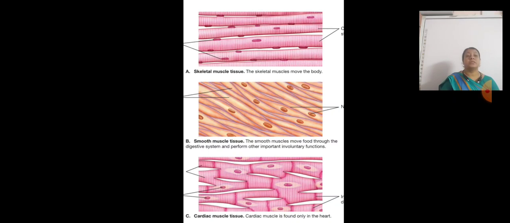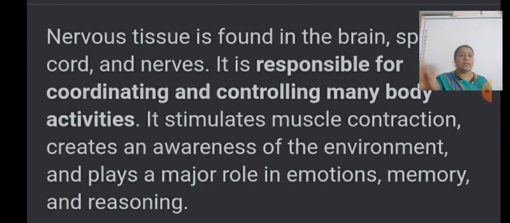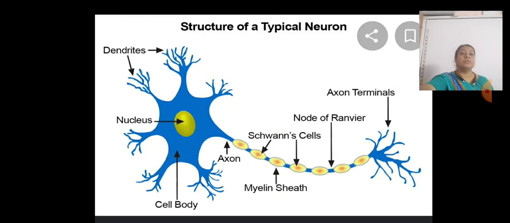The last tissue is your nervous tissue. This is one of the most important tissues because it is mainly responsible for sending messages, all the messages from the brain to other parts of the body, and from other parts of the body to the brain. So mainly it is responsible for coordinating and controlling many body activities. It stimulates muscle contraction, creates awareness of the environment, and plays a major role in emotion, memory, and reason. So nervous tissue is one of the most important ones.